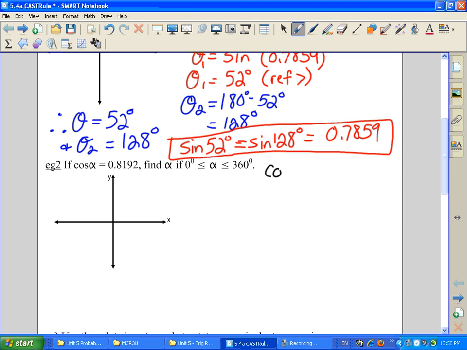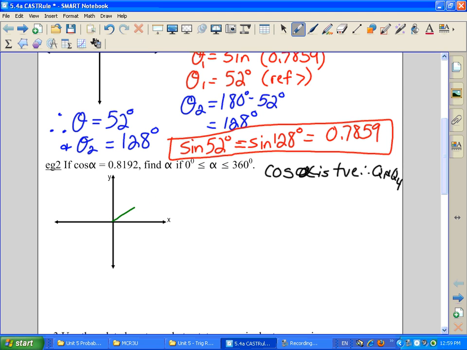So if cos of alpha is positive, therefore, what quadrants are we in, folks? We're going to be in quadrant 1 and quadrant 4. Okay, everybody good with that? All right.